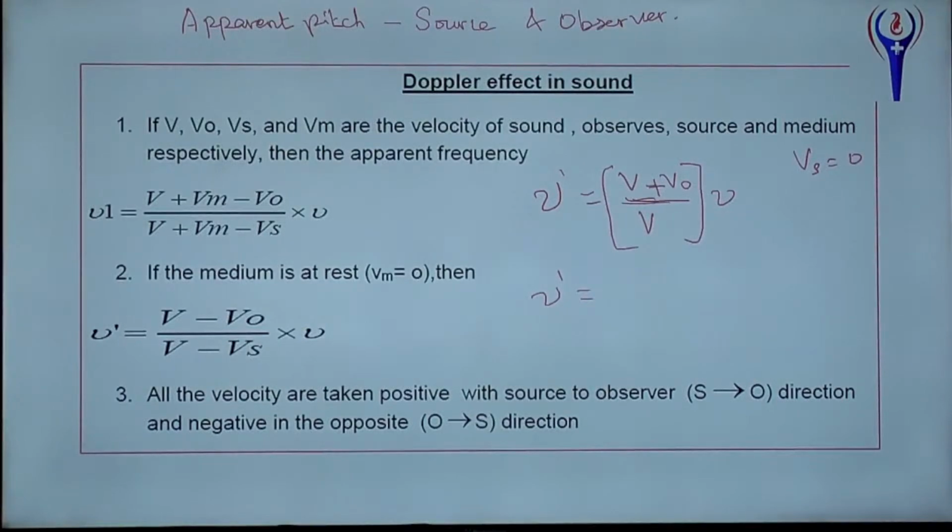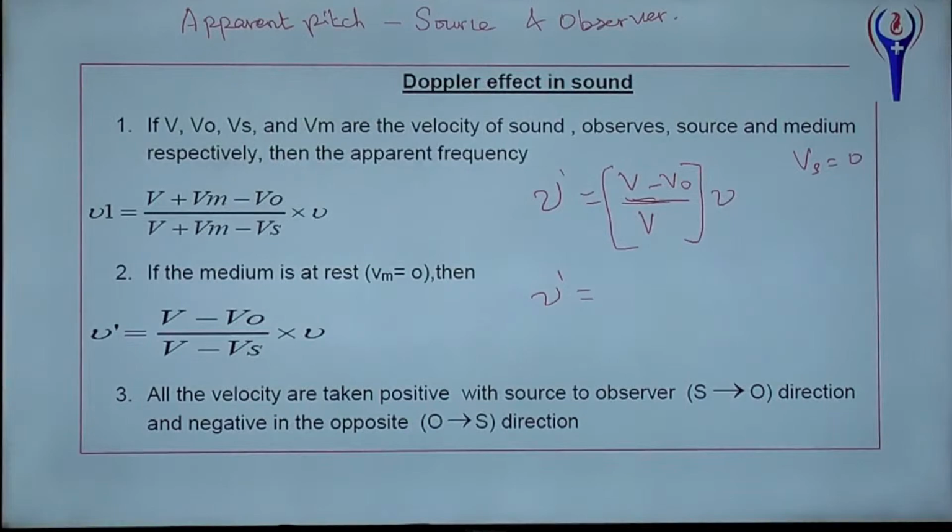And nu dash equal to, you are moving away and the source is at rest. Then what is the formula? The source is at rest, you are running away from the train. Then the frequency will decrease, no? Then V minus Vo. Write down another formula. This is moving away.